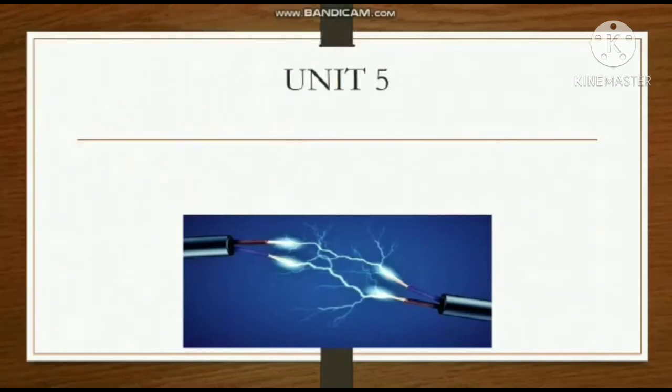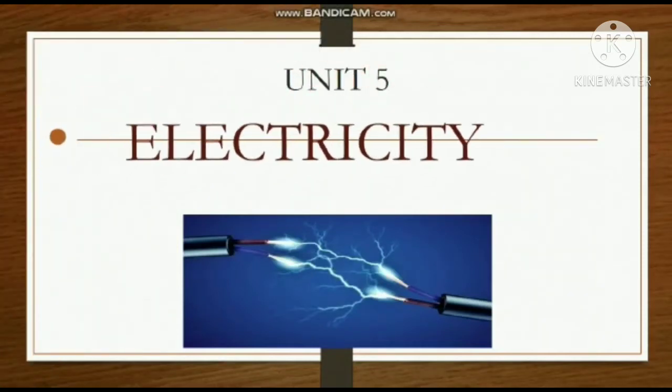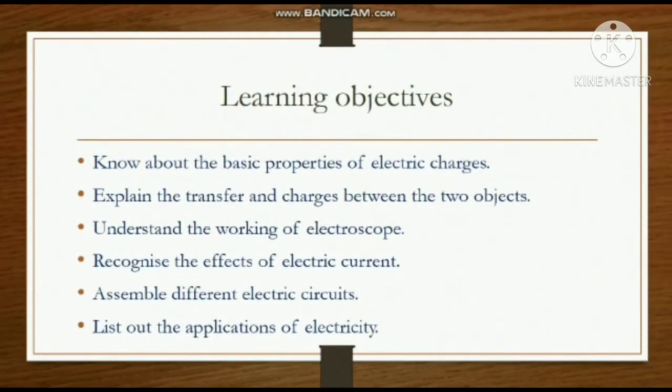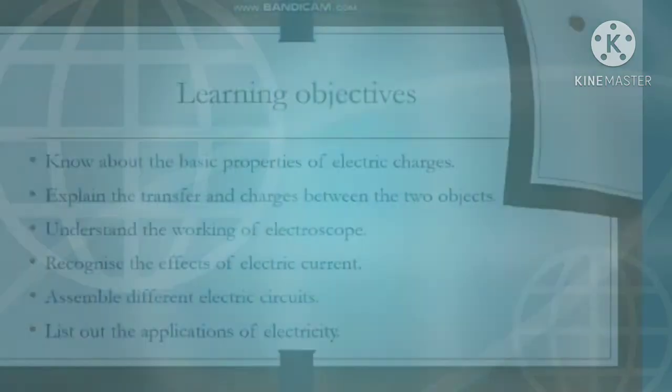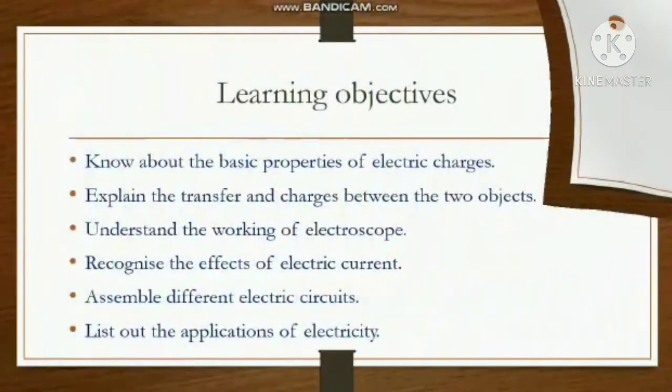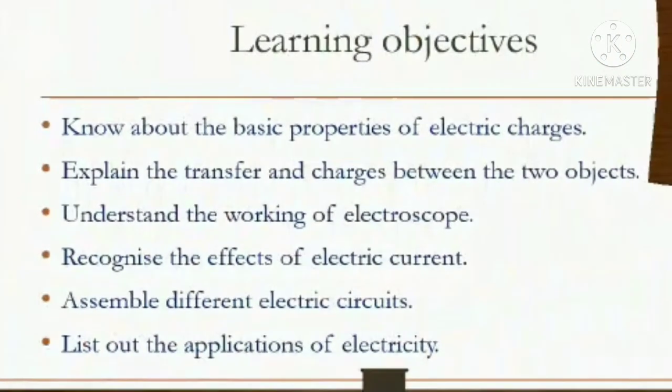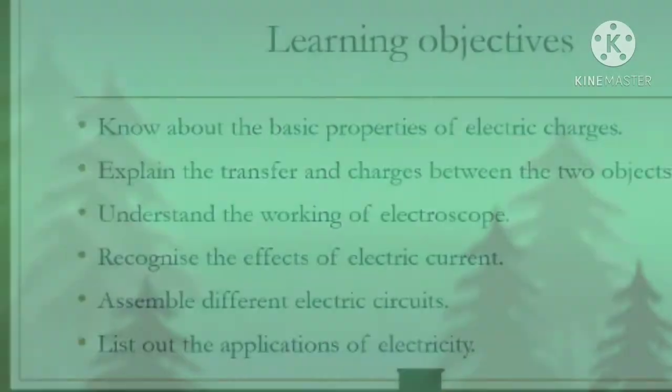So we start this new term with a new topic, electricity, Unit 5. Let us know about the learning objectives of this lesson. Know about the basic properties of electric charges. Explain the transfer of charges between two objects. Understand the working of electroscope. Recognize the effects of electric current. Our next heading, assembling different electric circuits and list of the applications of electricity.